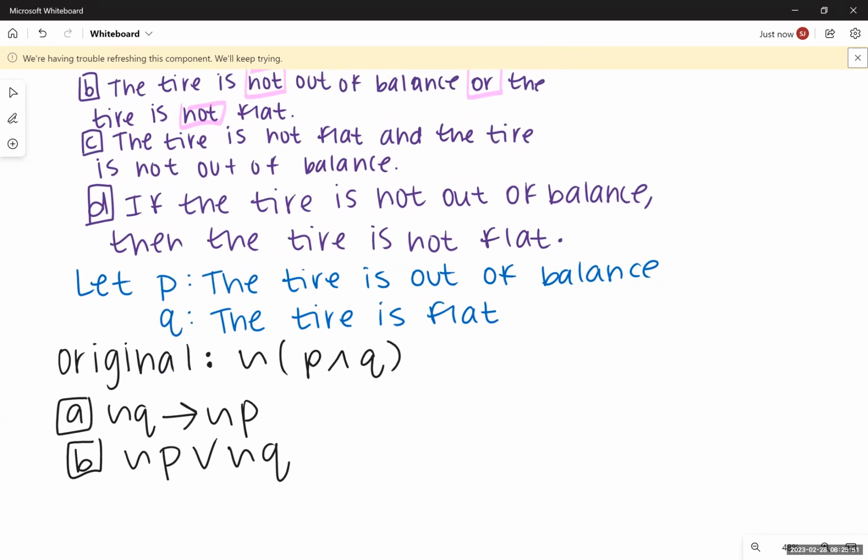I found those keywords. Now for C, I have keywords here as well. The tire is not flat and not out of balance. So when I look at my statement, the tire is not flat. That's Q, not Q, and then not out of balance. It's kind of everything that we've done in 3.1, but in a bigger problem, needing to do it a lot just to get to a final answer.